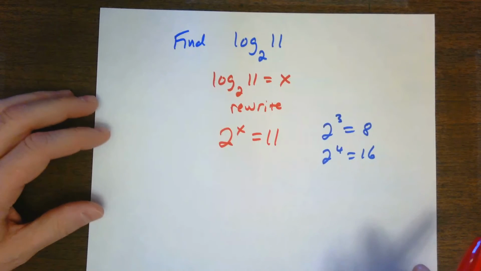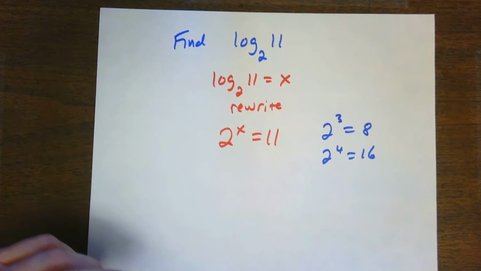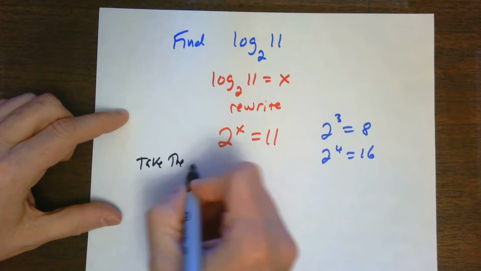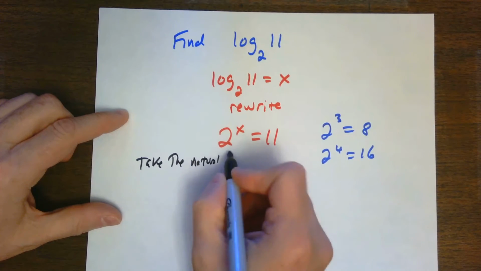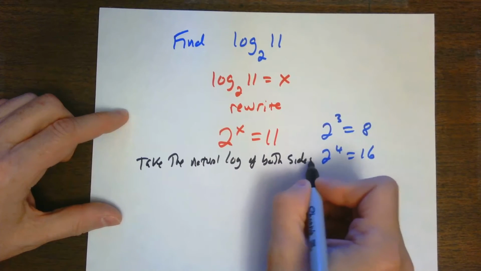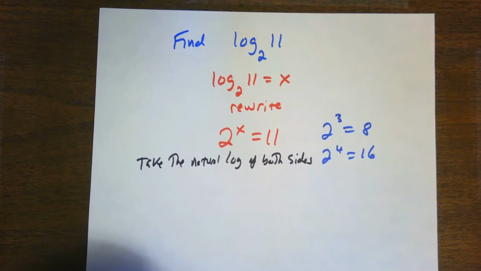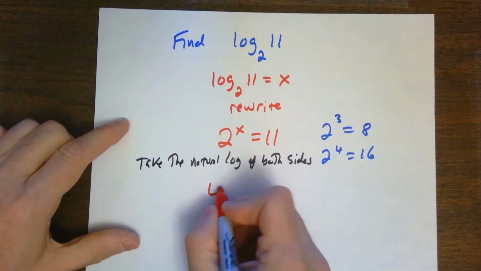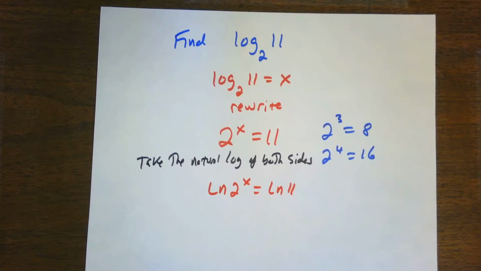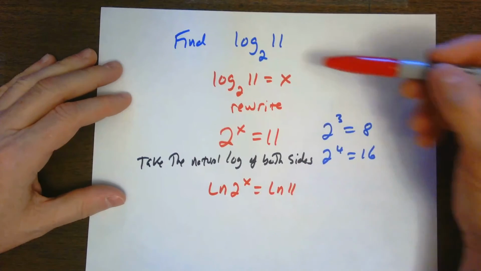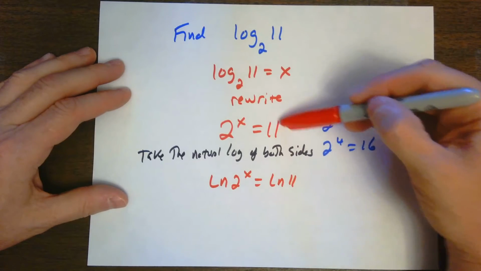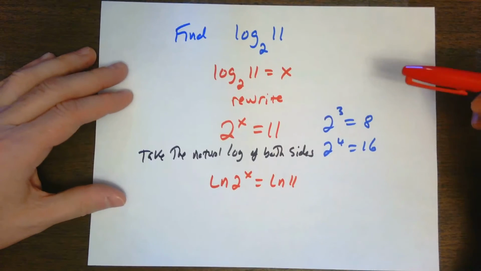And again, we run into the same problem here. We're going to do the same solution. We're going to take the natural log of both sides, and I'm going to get the natural log of 2 to the x equals the natural log of 11. And it seems like we're going backwards. Didn't we do all this work just to get it out of logarithms by rewriting it, and now we're going back again? The answer is yes.